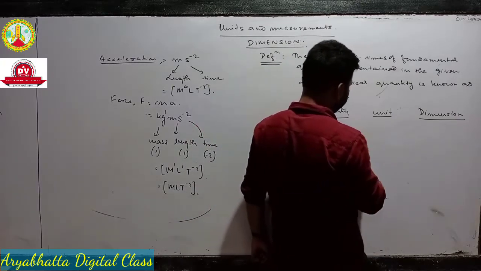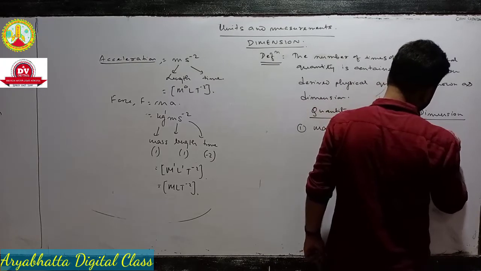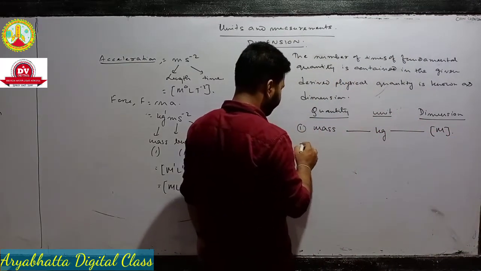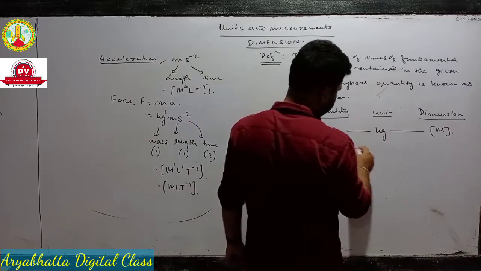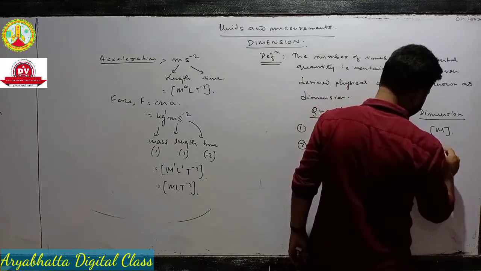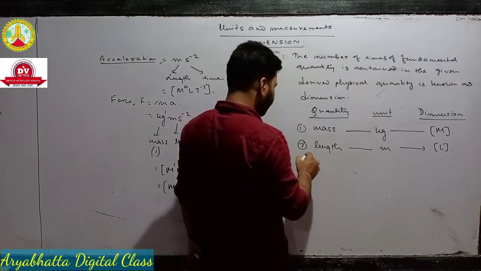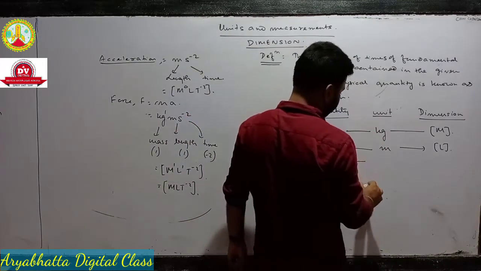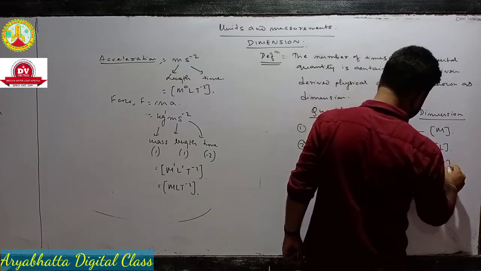What is the unit of mass? This is kg. What is the dimension of mass? M. Okay, number 2, length. What is the SI unit of length? Meter. What is the dimension? Capital L. Okay, what is number 3? Mass, length, and then it will be time. Time unit is second, dimension is capital T.